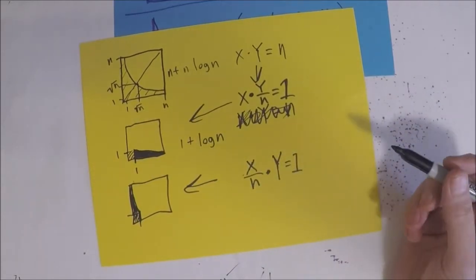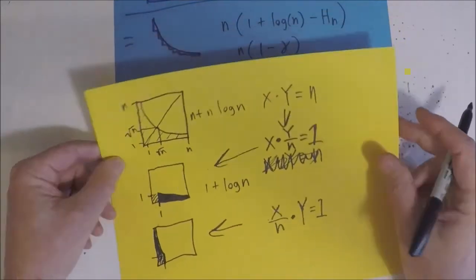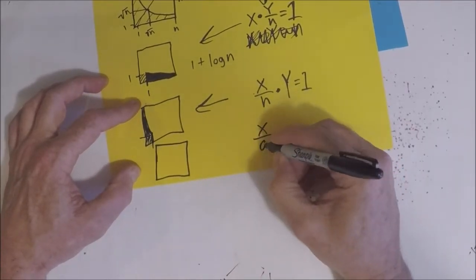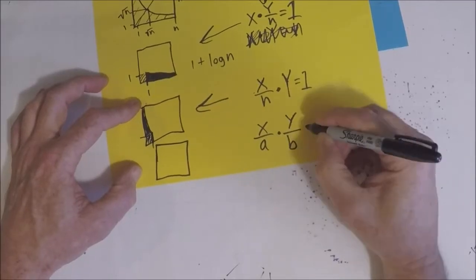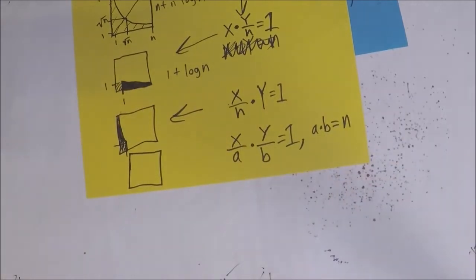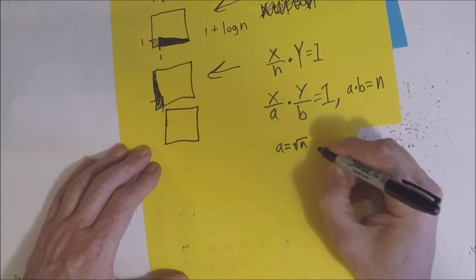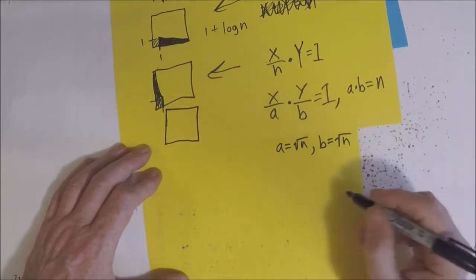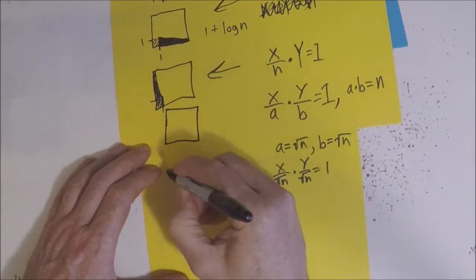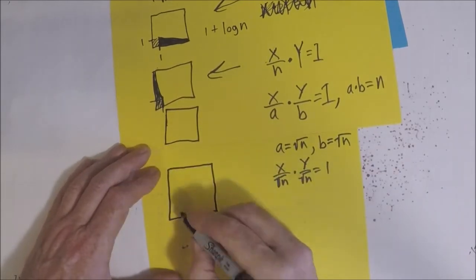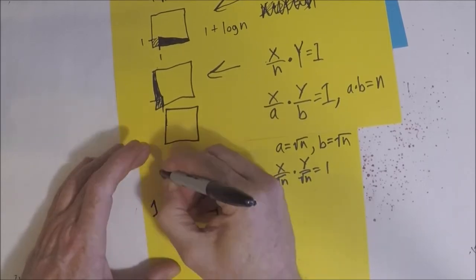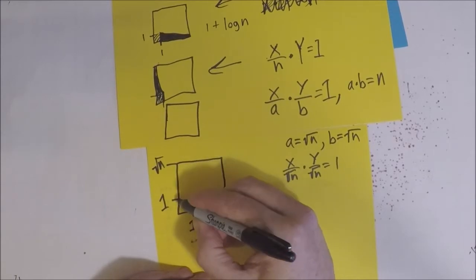So we could look at y over a times x over b equals 1, or x over a and y over b, as I've written here, where a times b equals n. And of particular interest is going to be when a equals b, aka a equals b equals radical n. Then our two terms are the same in terms of how they're scaled, and so our symmetry is preserved.